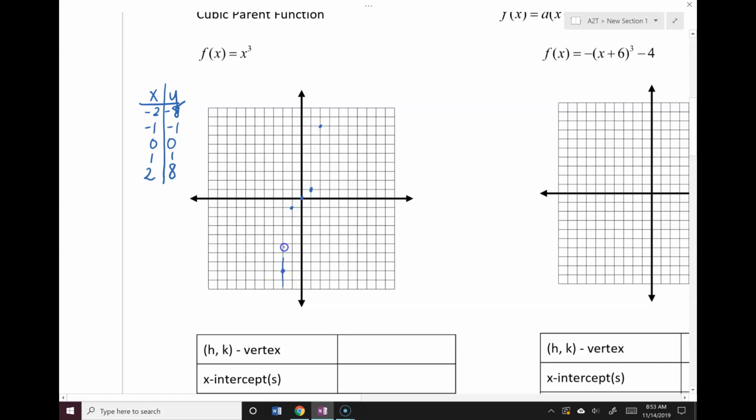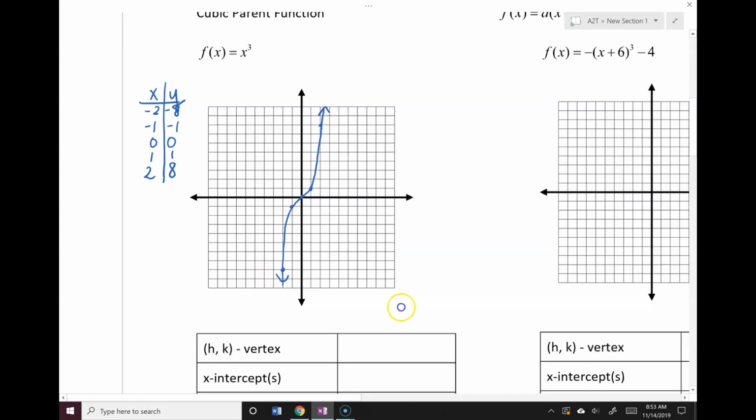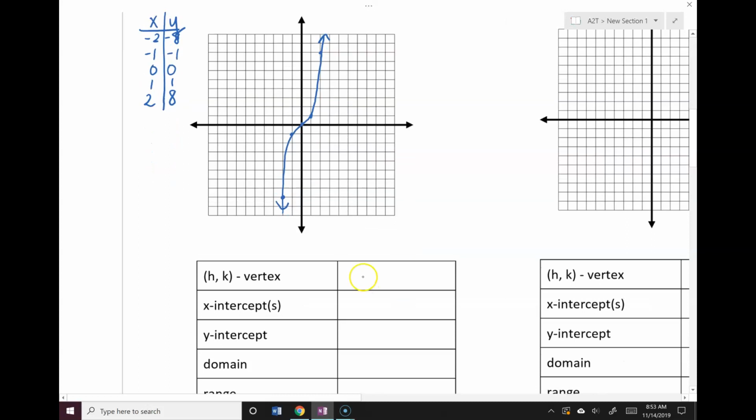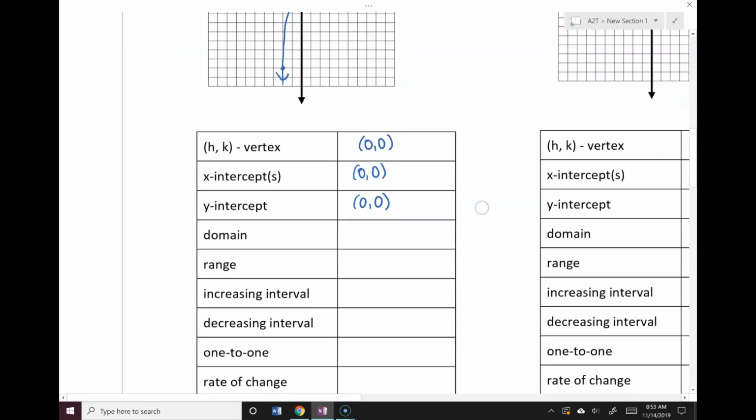Here is what our parent function for the cubic looks like. It's so pretty. For our parent function, hk is 0, 0. The x and y intercepts are 0, 0 because there are no transformations yet. The domain is all real numbers, or -infinity to positive infinity. Remember, we need to get comfortable with that interval notation. The range is also all real numbers.